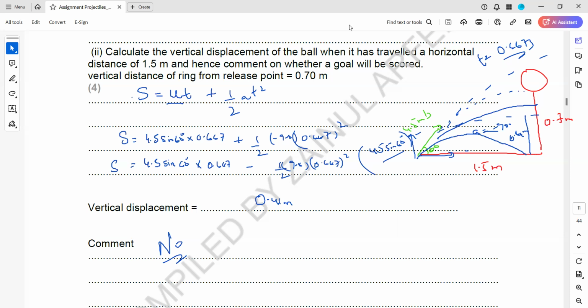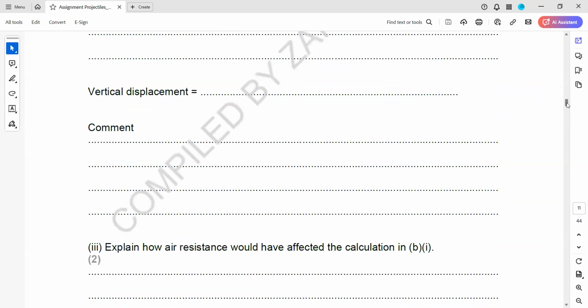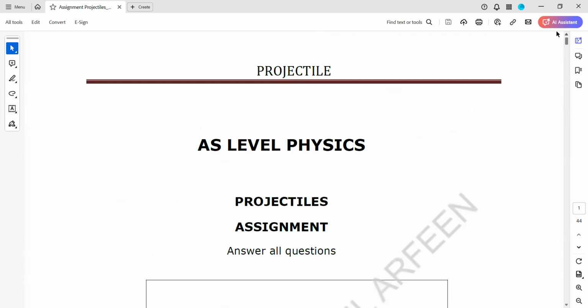Is it clear? If the horizontal component decreases, it will take less time and the height will also decrease. So this was a projectile assignment.